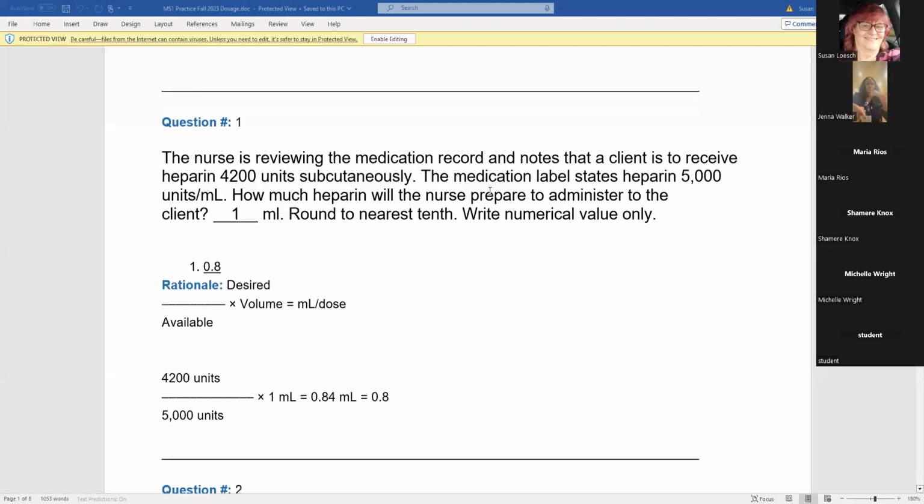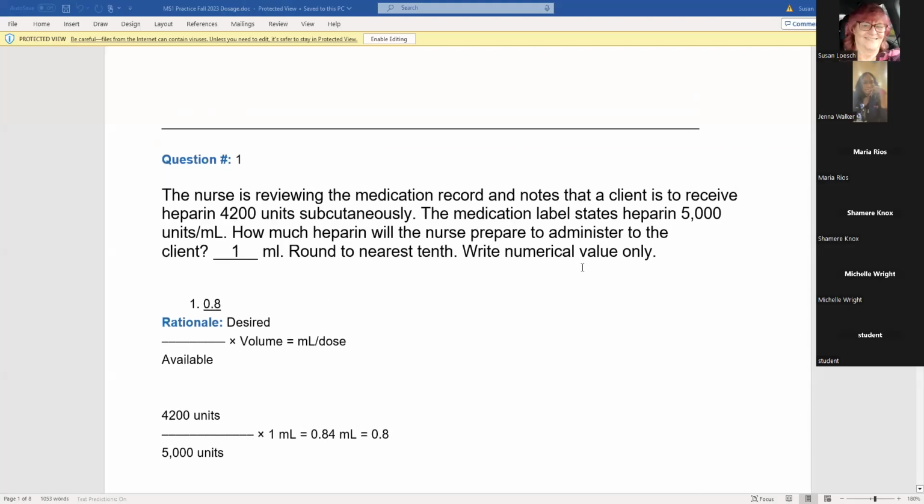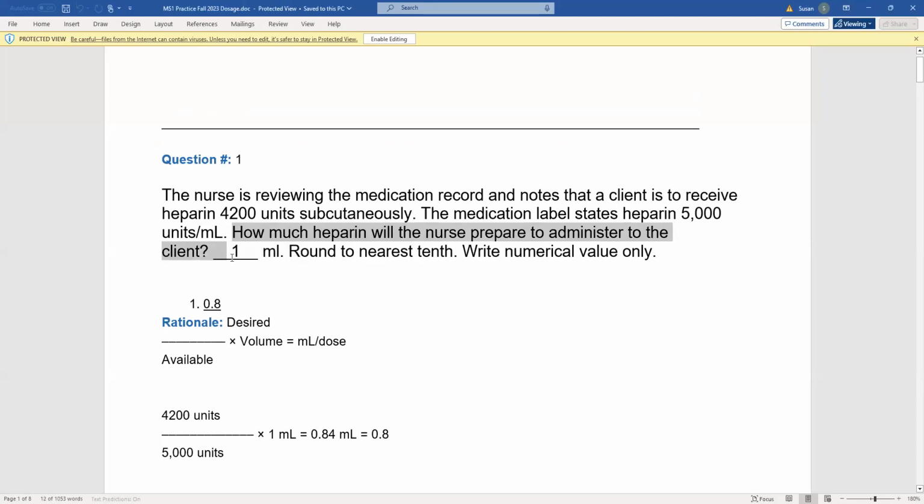And it's good to see if you can actually get to the correct answer. All right. So I'm going to do them still on the whiteboard. Whenever I start with my questions, I always start with what the question's asking me. Since this question is asking me how much heparin I'm going to administer, I know that this is a desired over half. My desired dose is 4,200, and I have 5,000 per ml.